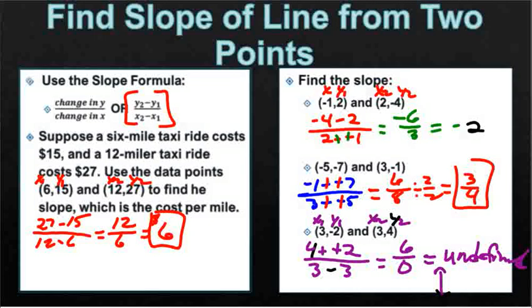That is our lesson today on finding probability with the multiplication rule and finding the slope of 2 points.